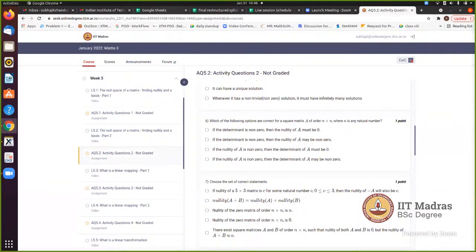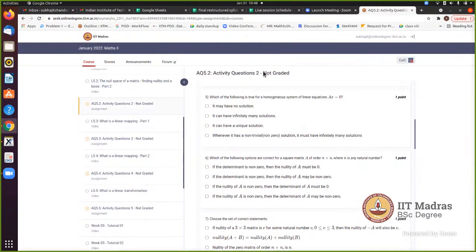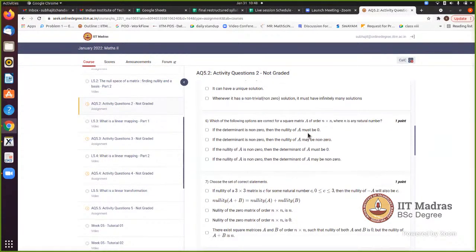Any other doubt till this point? This week 5 is basically not so difficult because the first two lectures are on nullity, then there is only linear mapping and linear transformation. Till here, whatever you have explained, I'm clear. So let me just ask once to everyone: is there any doubt till this null space and nullity? No, sir. I think you can attempt the questions now.